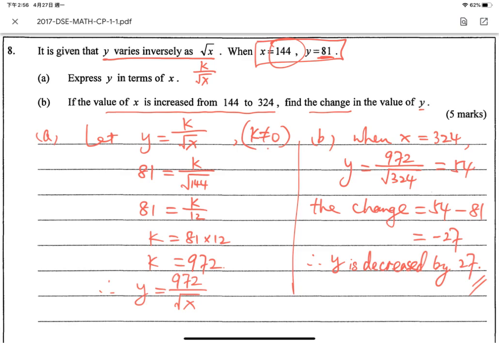So in paper 1 if you are tested on the partial variation, then the joint variation will be tested in paper 2. So be aware of that. So you also need to know the other 2 variations, not only these 2, partial variation and inverse variation. You also need to know the joint variation and also direct variation. Thank you. This is the end for topic 10.